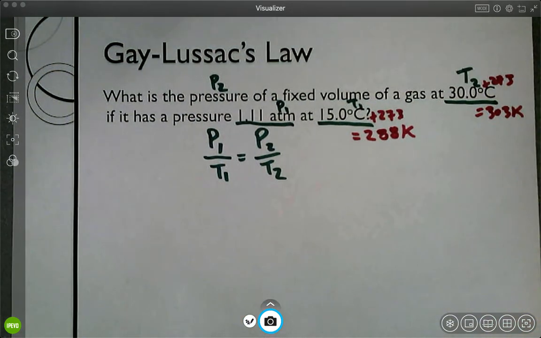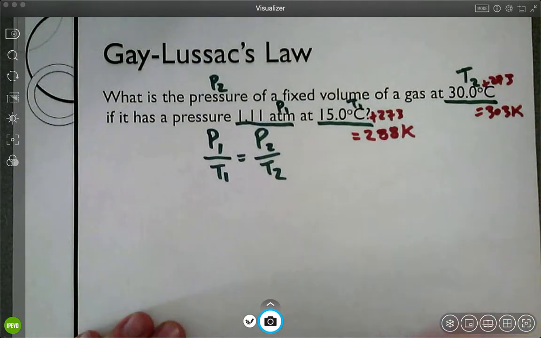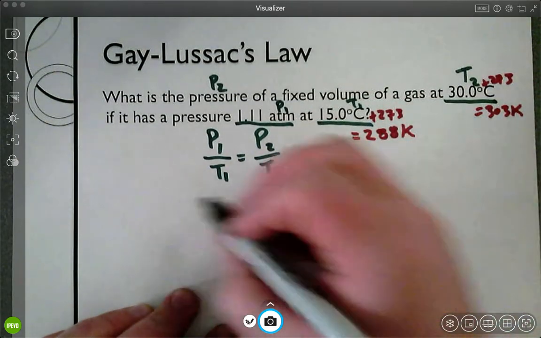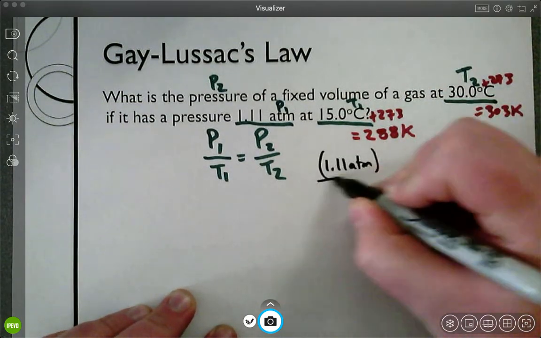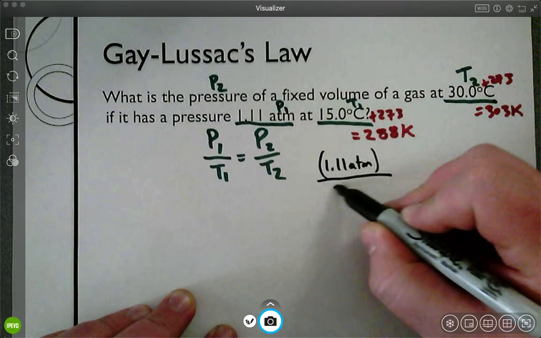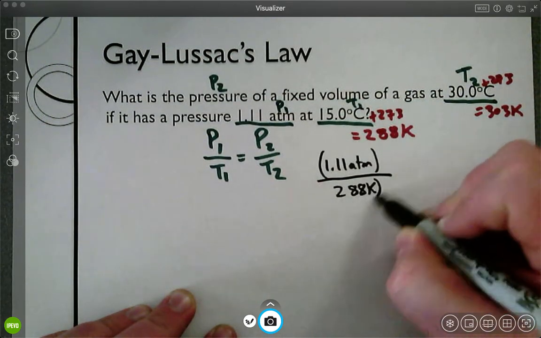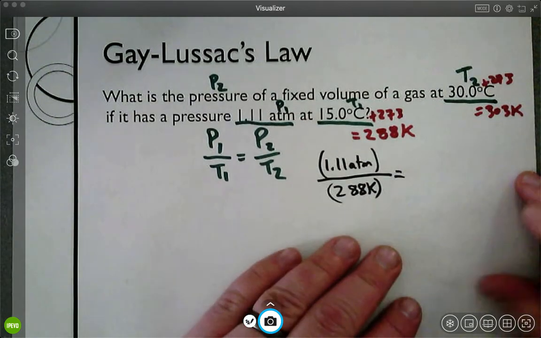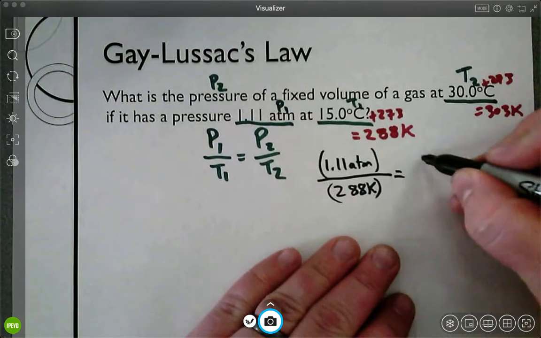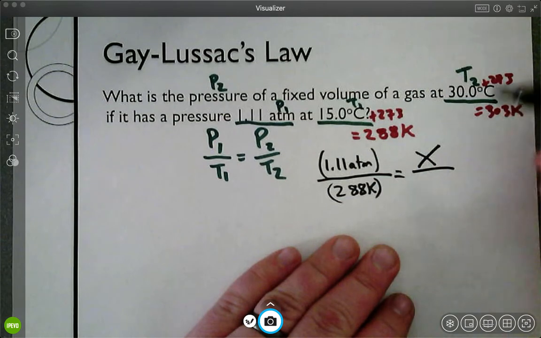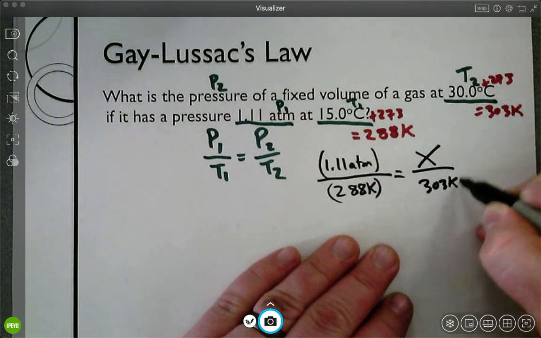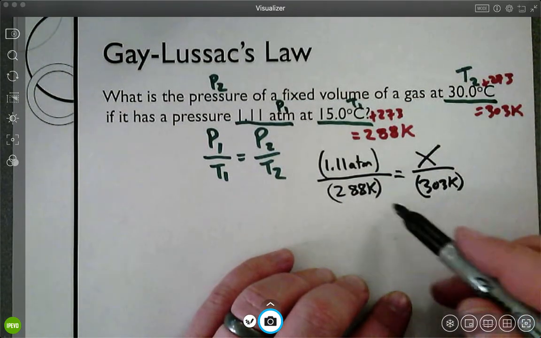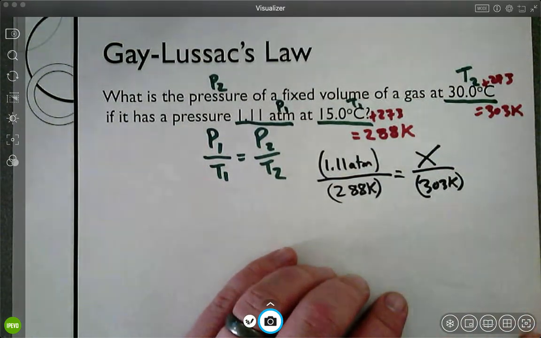All right. Now that we have them in Kelvin, I can go ahead and take these numbers and plug them into the equation. So I've got P1. P1 is 1.11 atmospheres divided by T1, which is 288 Kelvin, equals P2, I don't know what that is, so I'm going to put X, divided by T2, 303 Kelvin. Okay, make sure that these temperatures are in Kelvin.